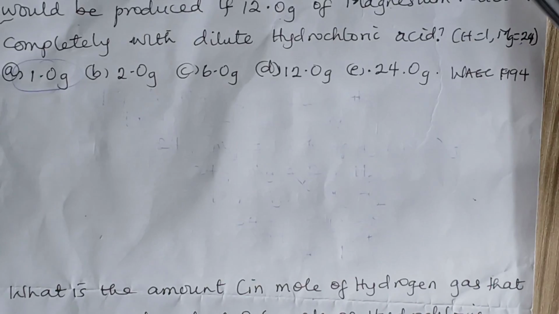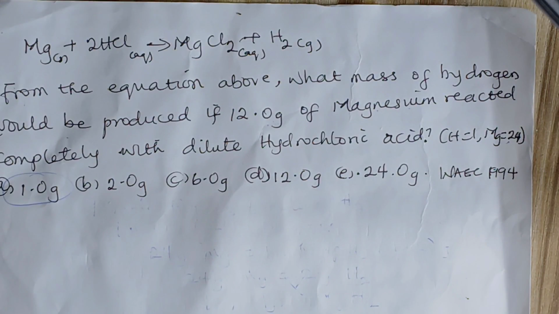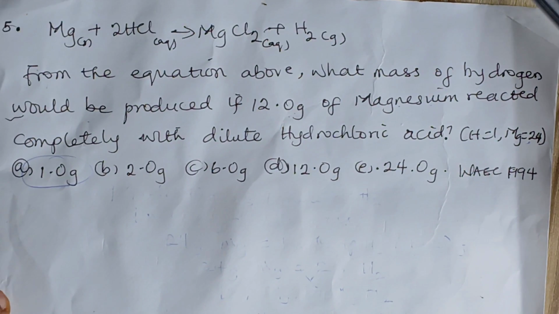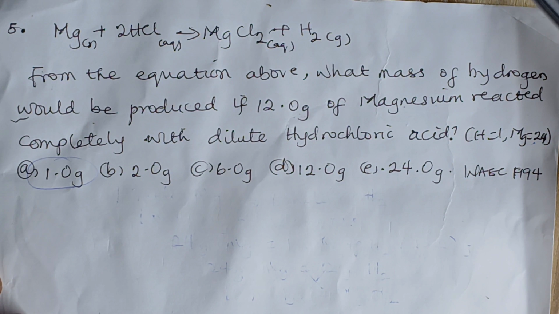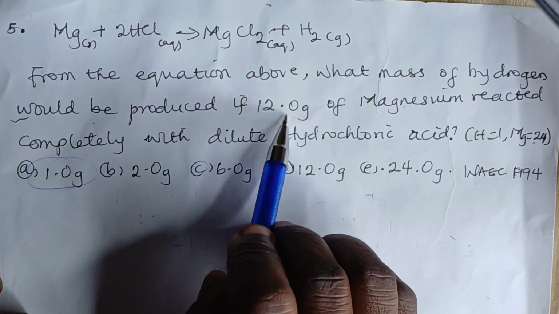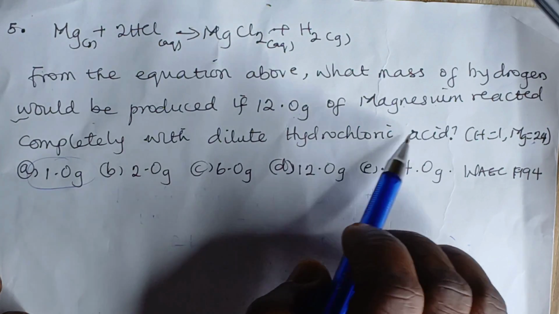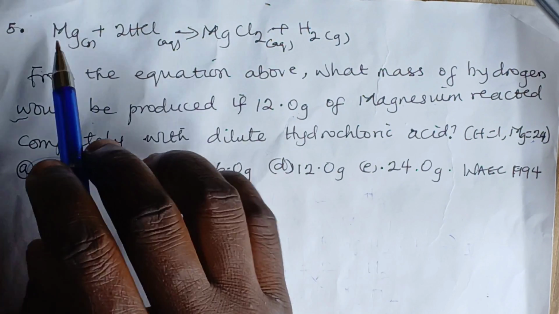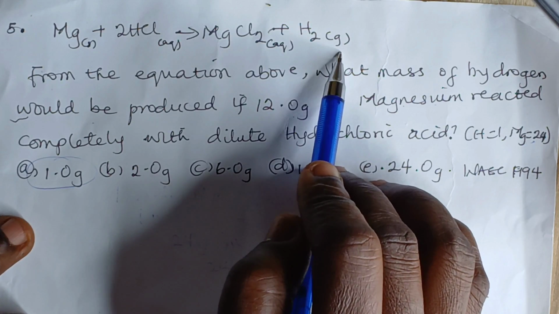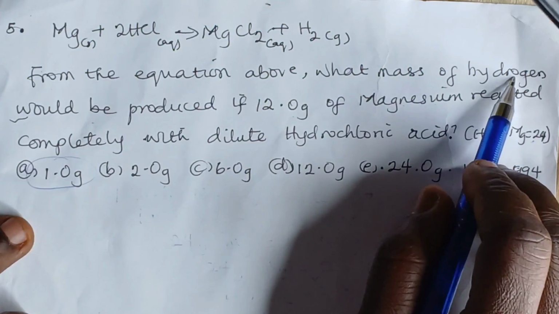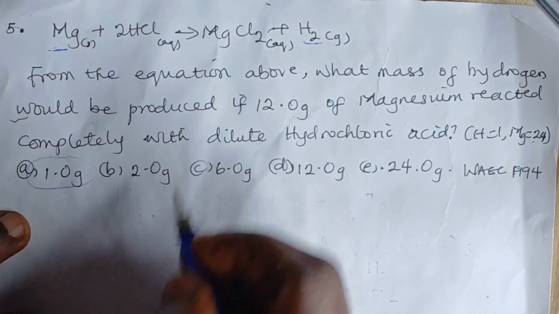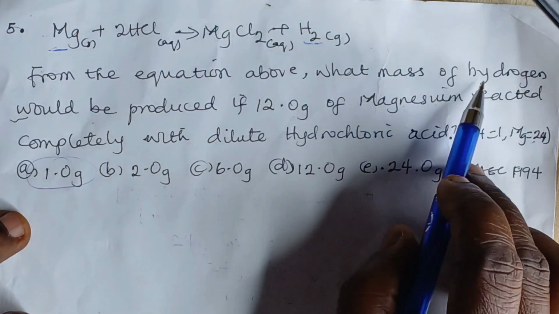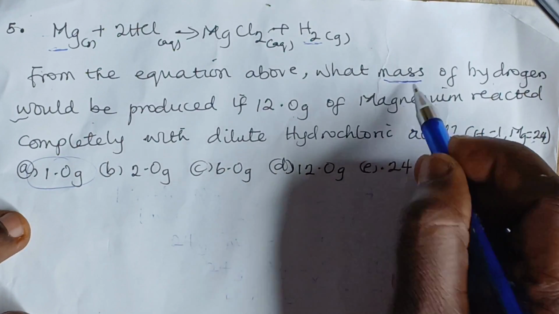So the next question is number 5, which is magnesium. Reaction between magnesium and hydrochloric acid to give us magnesium chloride and hydrogen. From the equation above, what mass of hydrogen would be produced if 12 grams of magnesium reacted completely with dilute hydrochloric acid? Now, I told you that you should get the first line from the equation of reaction. So from here, identify the elements we are working on: hydrogen and magnesium. So from this equation of reaction, what parameter are we considering?